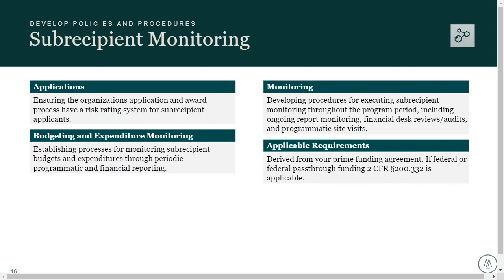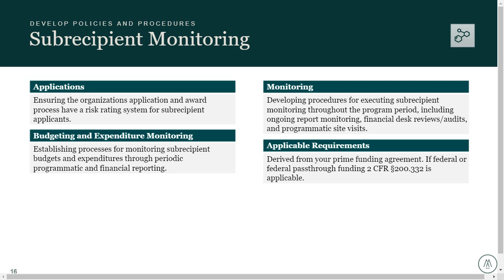Subrecipient monitoring. This is the area where we see most organizations struggle because it is a heavy lift to say, not only do I have to monitor my use of the funds, but now I have to go do all of the same stuff and make sure that a subrecipient is administering funds compliantly. So within a subrecipient monitoring policy, we expect to see an application section. So if you're going to put out a solicitation saying, hey, we have these grant funds, community, please come apply for them, how are you going to do that? How are you going to review those applications and give them a risk rating to make sure that the applicants you're providing funds to are good organizations to do it?